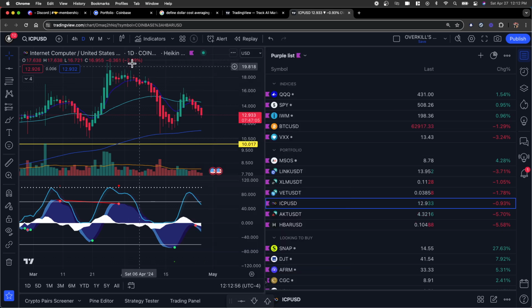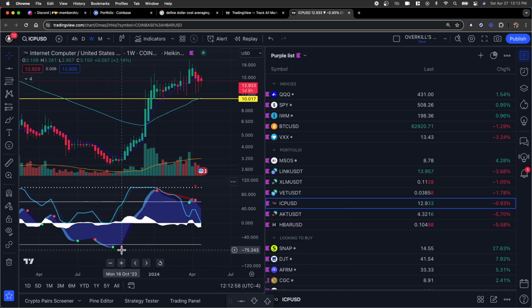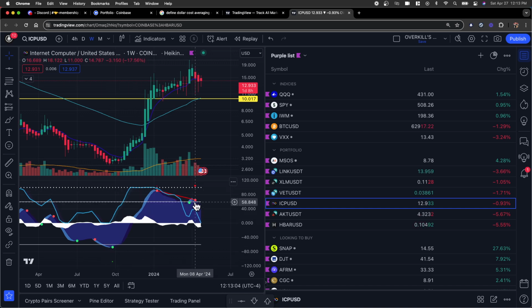I only call out the weekly dots in our Discord because those are the macro ones. That just tells us which way the whales are moving. The whale's moving down as long as the last dot is red, and it's moving up as long as it's green.